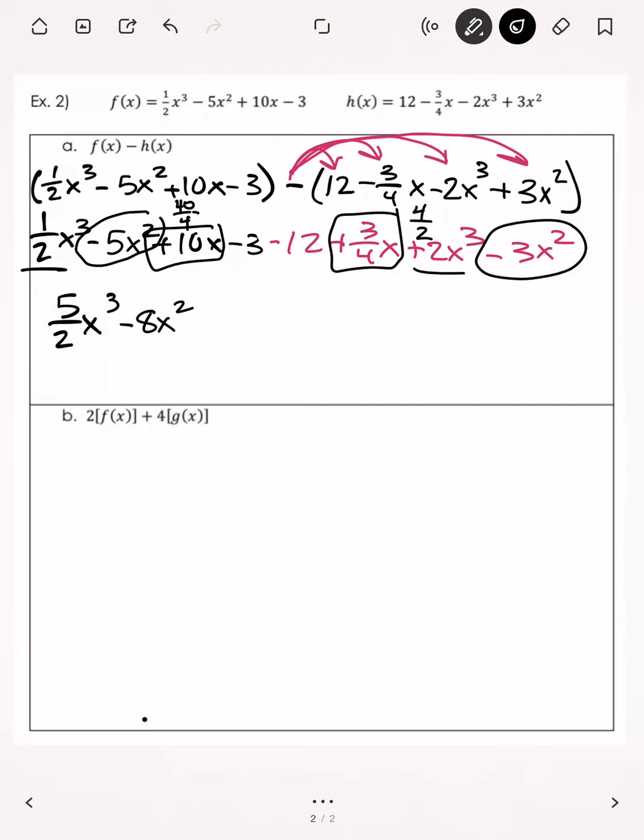So now they have a common denominator. So I have 40 over 4 plus 3 over 4. That turns into 43 over 4 x. And then my 2 constants, I have negative 3 and a negative 12. That turns into a negative 15. So this is f of x minus h of x.